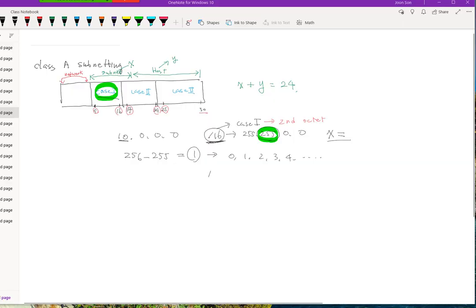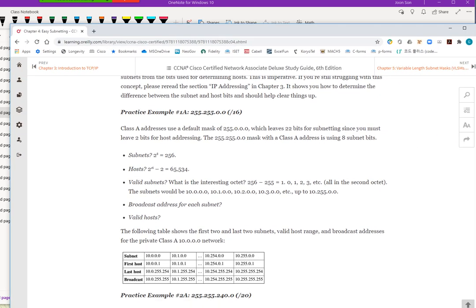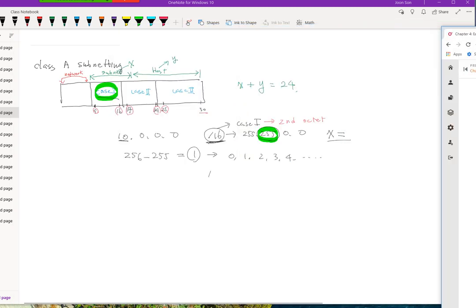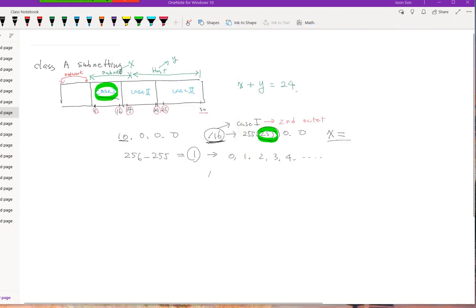Okay, so this is a class A subnetting. I'm going to first talk about case number 1, which is /16. Case number 1 covers /9 all the way to /16, so /16 is what is really given in the problem. So we know that this is case 1.